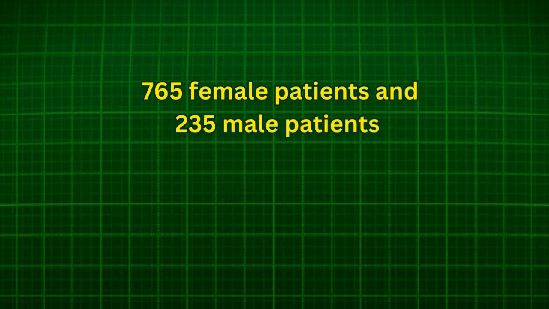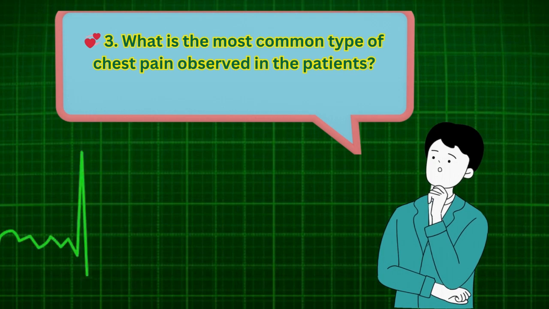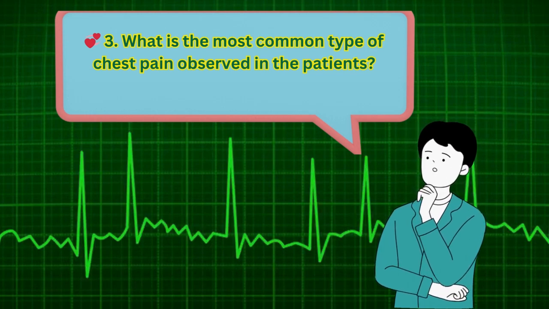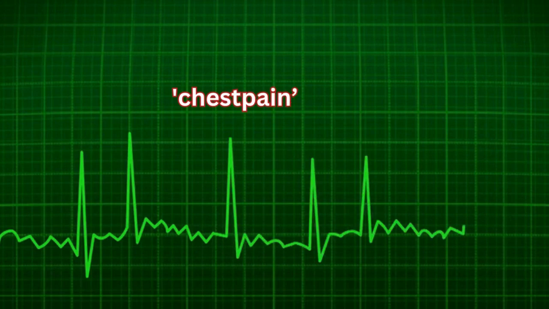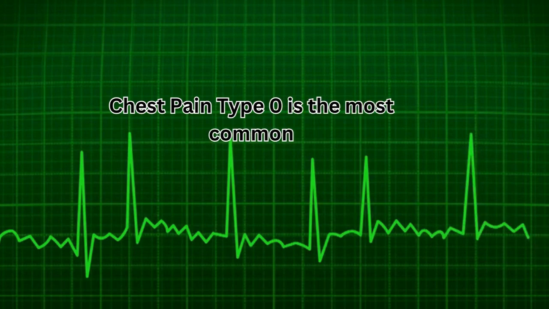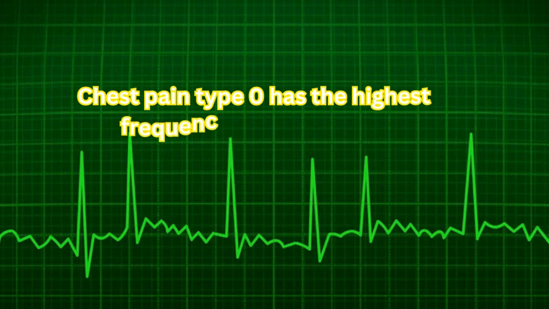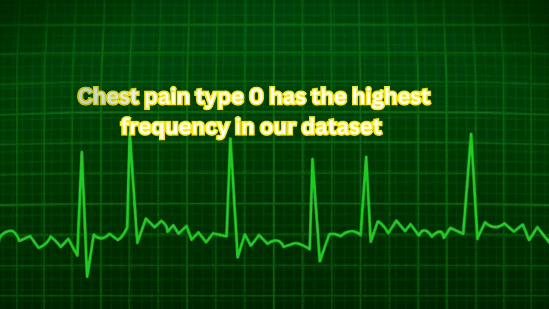Understanding the gender distribution helps us get a better sense of our dataset's demographics, which is crucial for any gender-specific analysis and insights. 3. What is the most common type of chest pain observed in the patients? To find the answer, we analyze the chest pain column in our dataset to determine the frequency of each type of chest pain. After counting the occurrences, we find that chest pain type 0 is the most common among the patients. Chest pain type 0 has the highest frequency in our dataset, indicating that it is the most commonly observed type of chest pain among the patients.